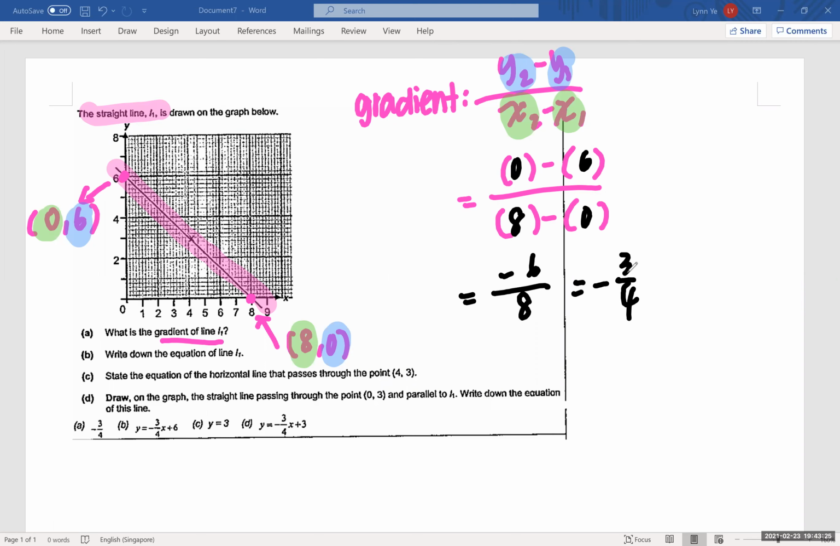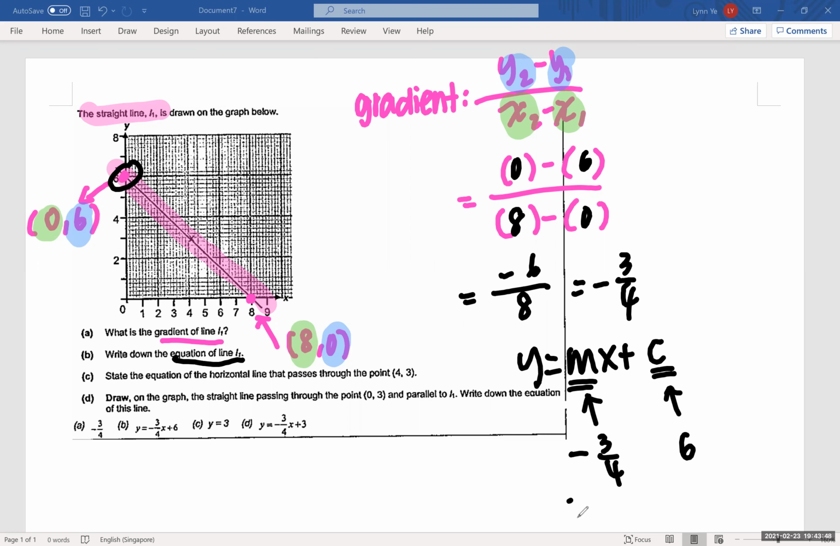With that, they asked me to write the equation of this line. So the equation means y is equal to mx plus c, right? Whenever you have an equation, you need to find the value of your m and c. The m I already know is minus 3 over 4. Now, what about my c? C means y-intercept. If you look at the question, can you see that this is your y-intercept right here? So that is 6. Therefore, I know that my equation is y is equal to minus 3 over 4x plus 6. And that's all for B.